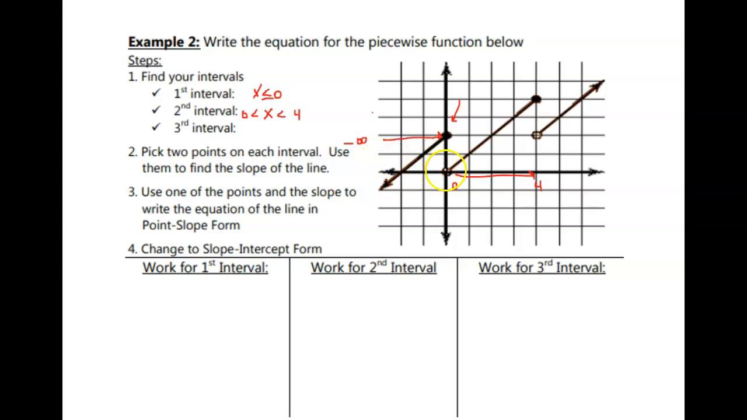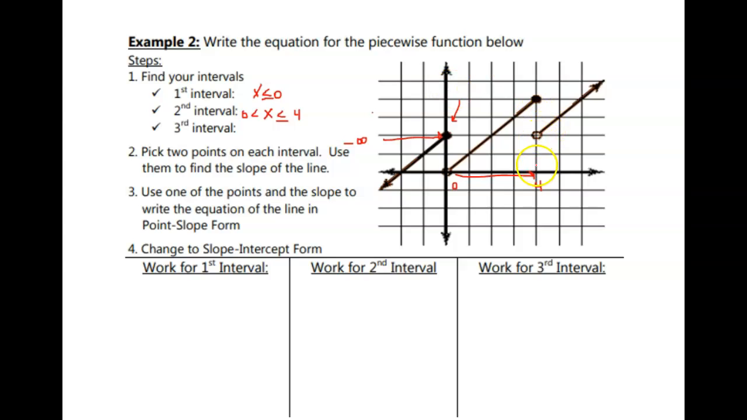Now let's talk about what it's going to be. I notice at 0, this is an open circle, so that's just going to be when x is greater than 0. But over here at 4, I notice it's a closed circle, so that's going to be when x is less than or equal to 4.